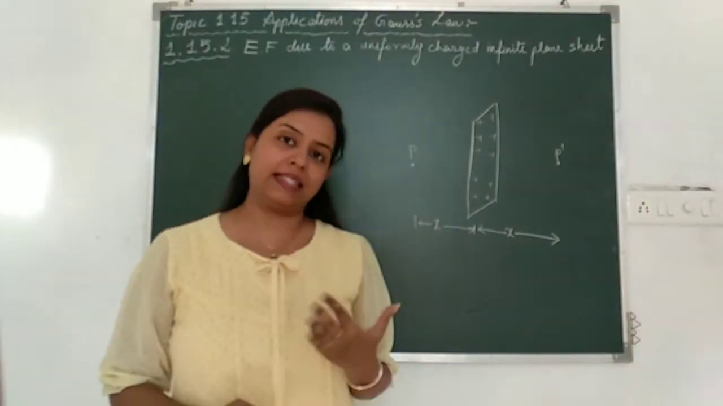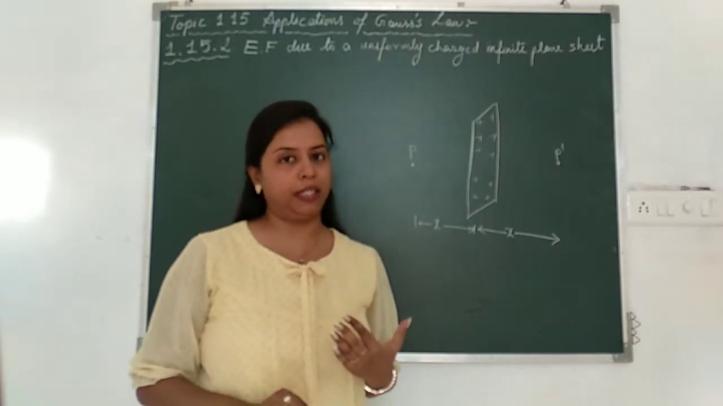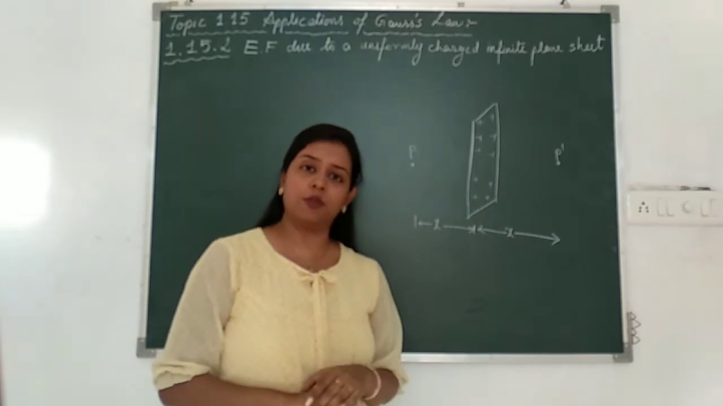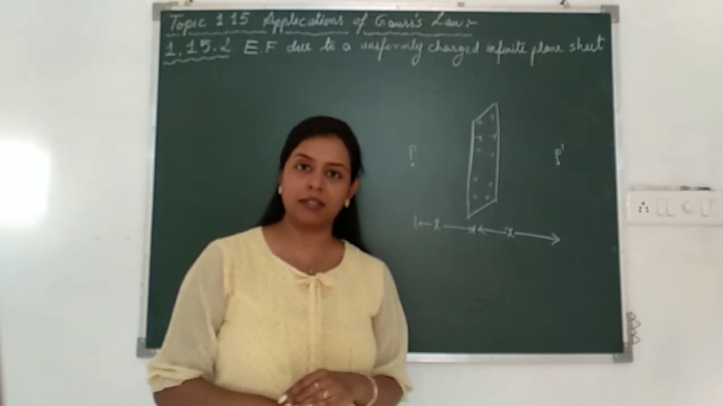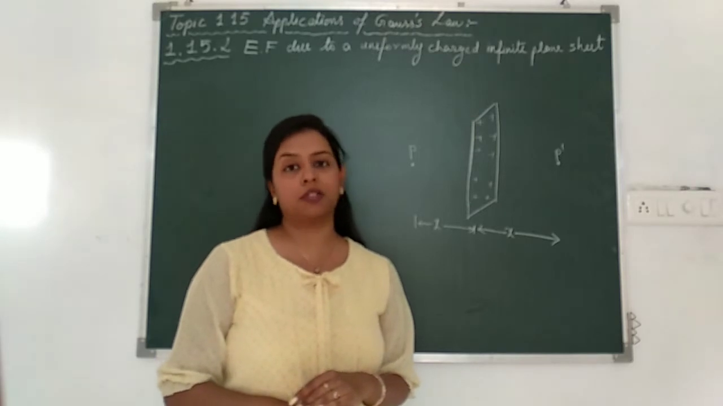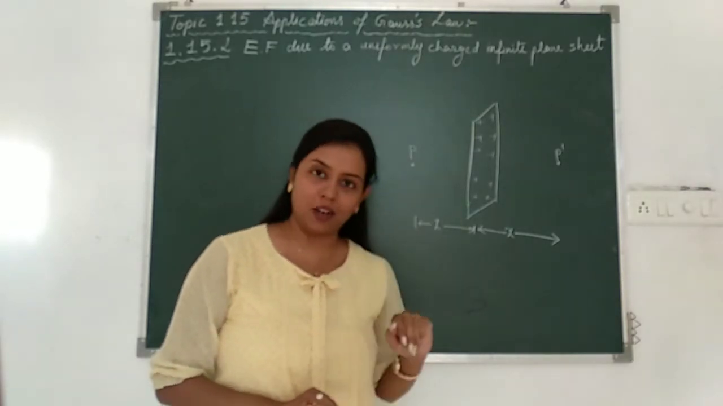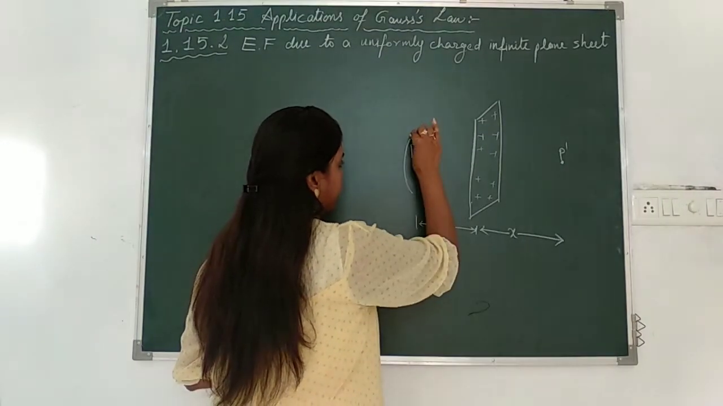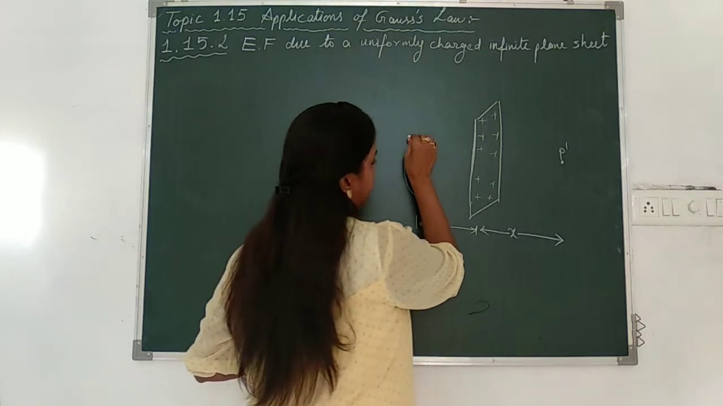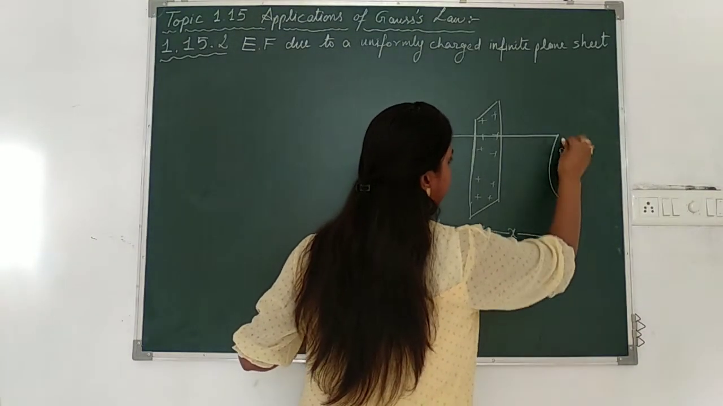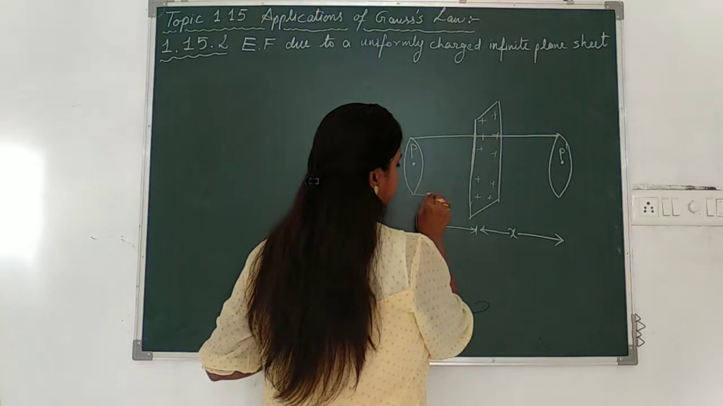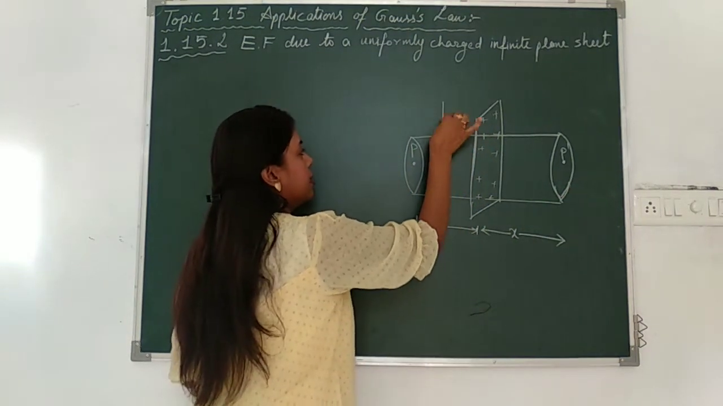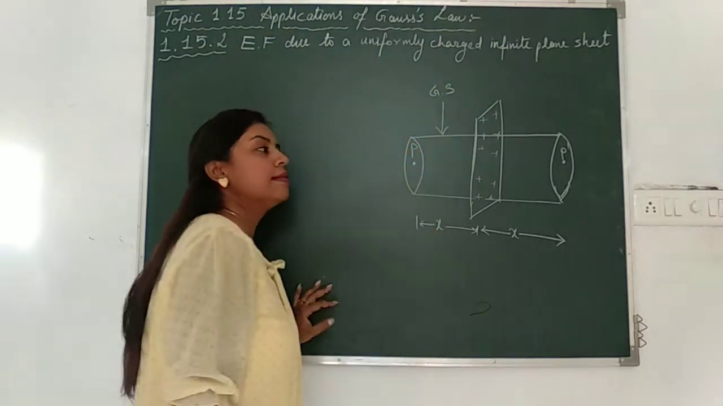Now what is the first step we need to do to calculate electric field? Yes, we need to draw the Gaussian surface. So as shown in your textbook, you can draw a rectangular Gaussian surface also, and you can use a cylindrical Gaussian surface also. I am drawing a cylindrical Gaussian surface as it's easy to draw. So suppose this is our Gaussian surface passing through point P and P dash. So this is our Gaussian surface.